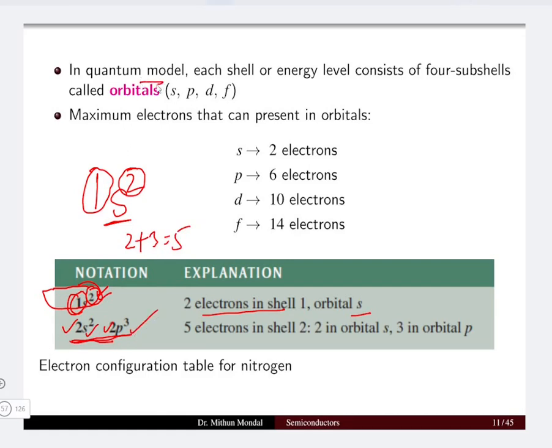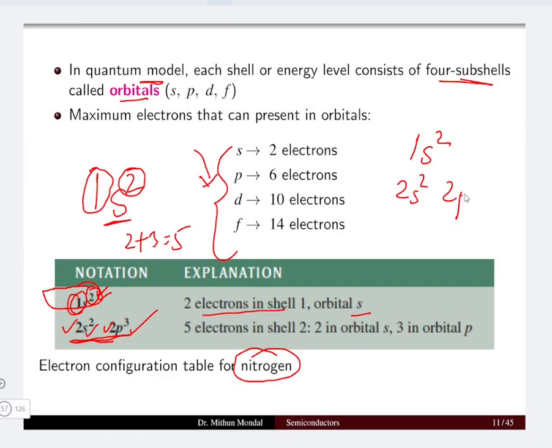So the quantum model takes the concept of subshells, known as orbitals, called s, p, d, f, and the electrons will be present in these subshells, given in the form of the notation 1s square, 2s square, 2p cube and so on. This was the example taken for the nitrogen atom. So the nitrogen atom will have the electrons present in the form of subshells as 1s square, then 2s square and 2p cube. So here we have 5 electrons and here we have 2 electrons. So shell number 1 will have 2 electrons and shell number 2 will have 5 electrons in total for the nitrogen atom.